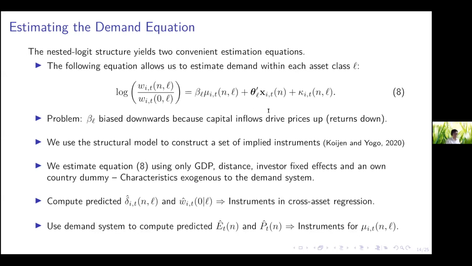Once we estimate equation 8, we're going to use the structural model to construct a predicted exchange rate and a predicted price. We're going to use these predicted exchange rates and prices to instrument for expected returns in this regression instead. Essentially, we're trying to use the variation of these exogenous components of the demand system to instrument for these expected returns across these countries.